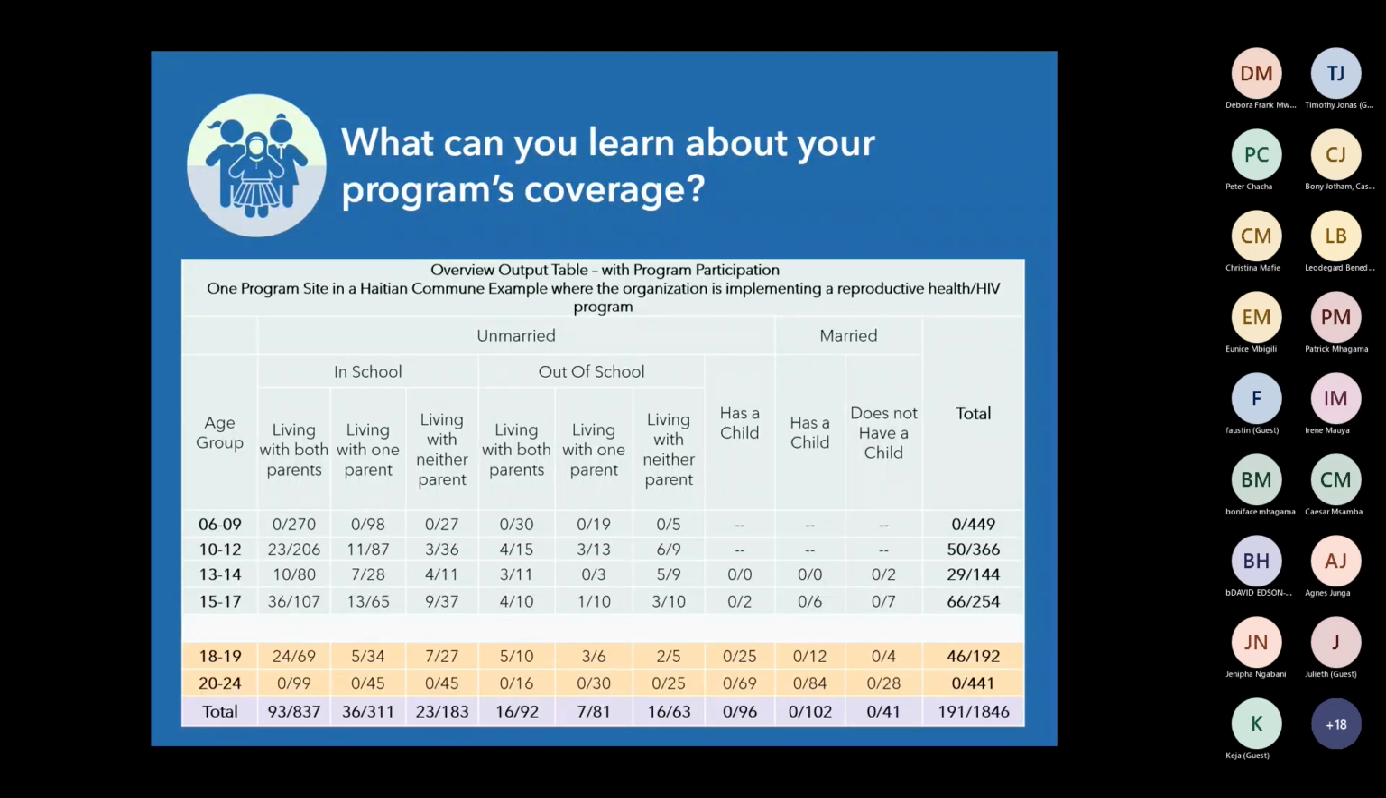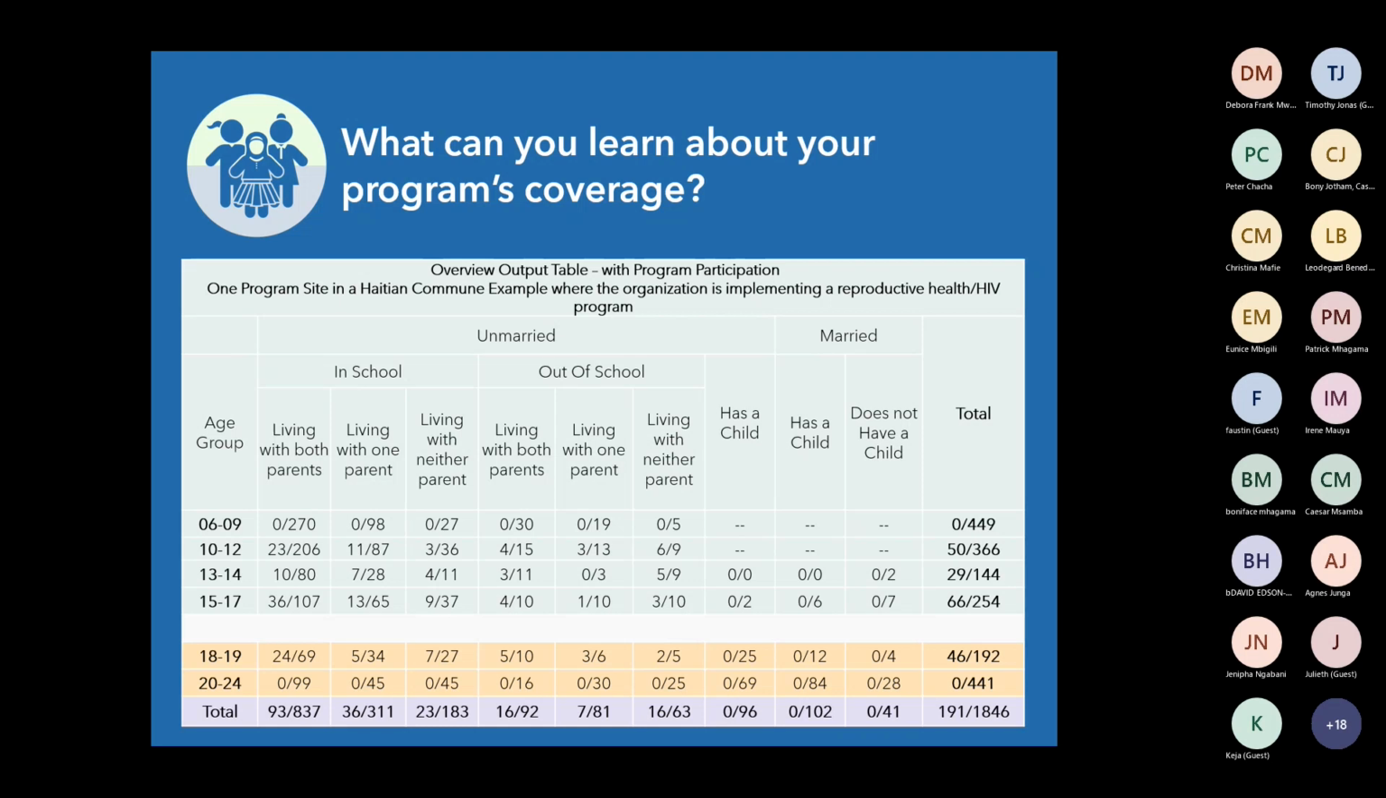And lastly, I will say you can learn about your program's coverage. So one of the questions I did not show you that's possible to add into the girl roster form is asking does this girl participate in X program? So let's say you are going to a community in which you already offer programming and you want to know what your coverage is like. Let's say your program is called the Blue Note program. So you can ask the question, is this girl participating in the Blue Note program? Yes or no? And as a result, you can see how many girls you are reaching.